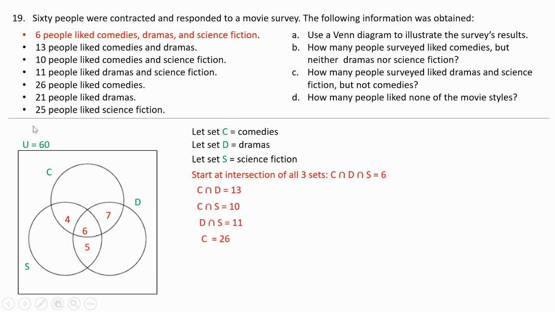Then let's go to set C, right? It says 26 people like comedies. So we're going to go to C. All this has to be 26. Since we already have 4, 6, and 7, we're going to add these and subtract from 26. So the answer will be 9, because 4 plus 6 is 10, plus 7 is 17. 26 minus 17 gives us 9.